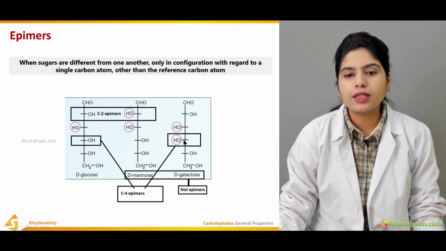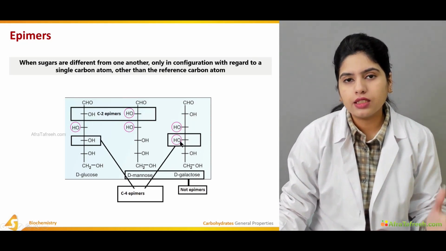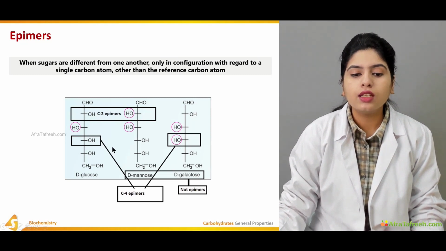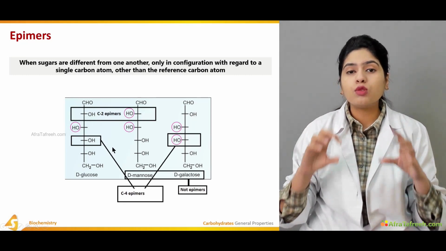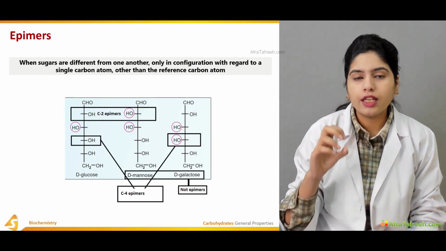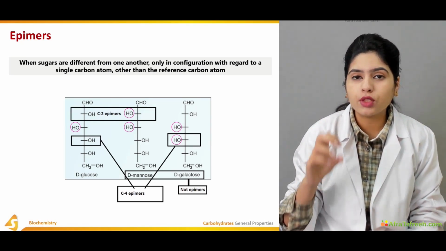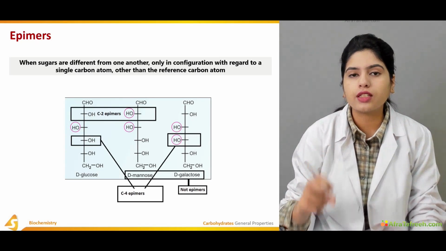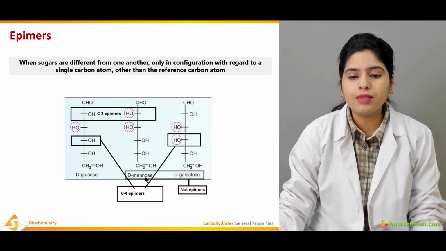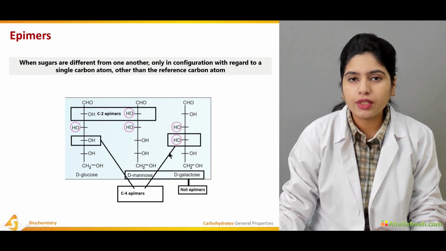At the 4th carbon atom, this hydroxyl is arranged to the left side in case of the galactose, whereas to the right side in case of the glucose. So glucose and galactose differ only at a single carbon atom in the configuration. Therefore, both of these are known as epimers because of the difference in the configuration at carbon number 4.